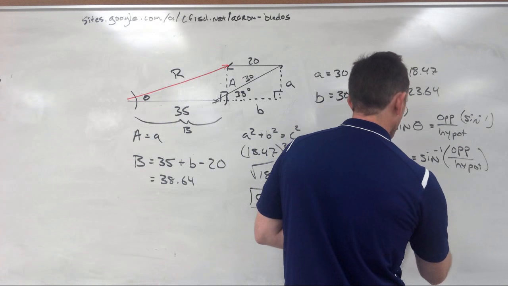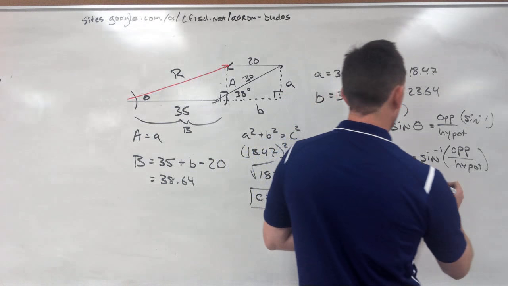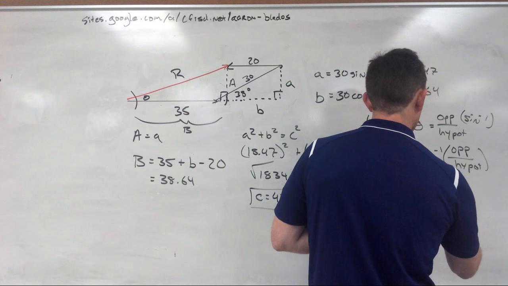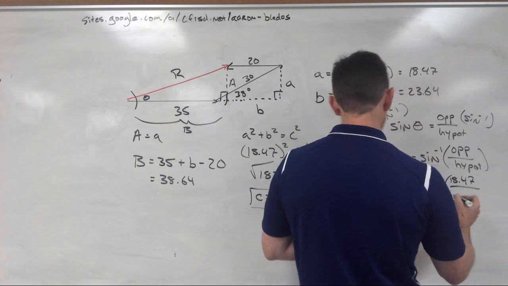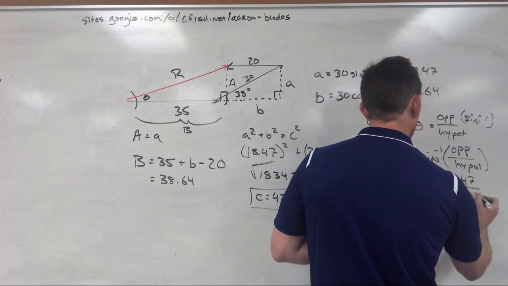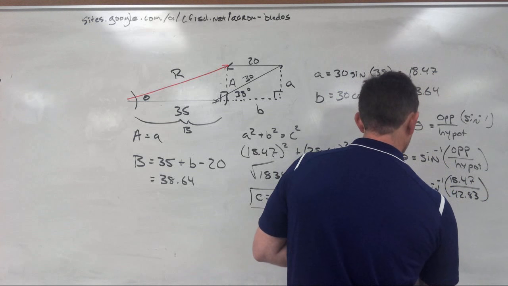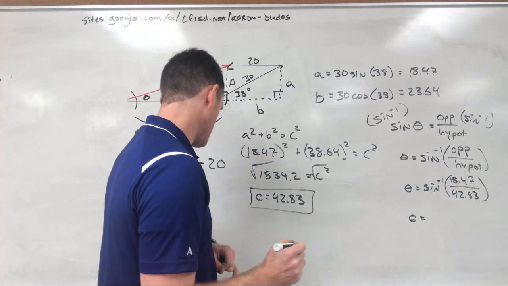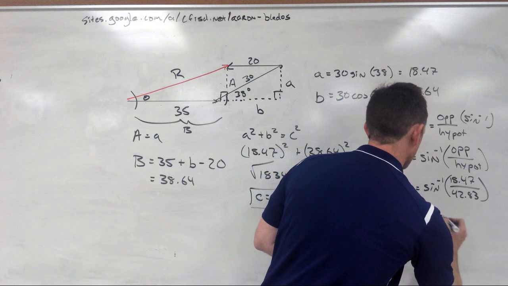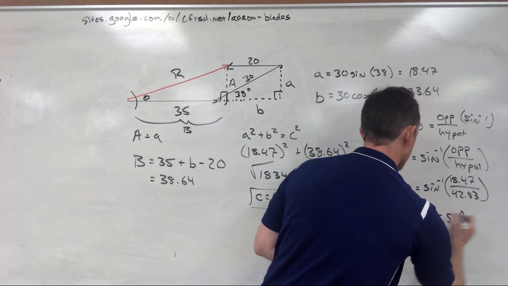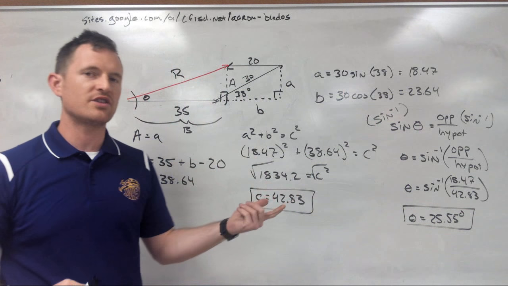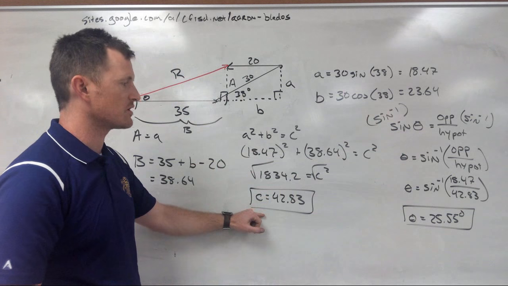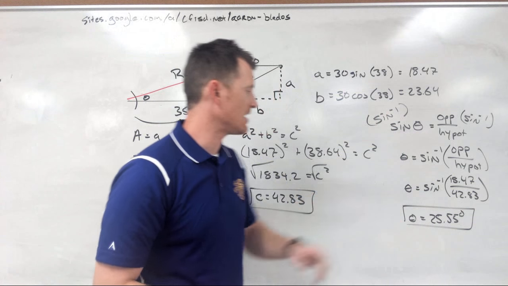So our angle theta is equal to the inverse sine of 18.47 divided by 42.83, which gives us an angle of 25.55 degrees. Alright, now we have just solved for everything in the problem. We have the length of our resultant vector and its angle.